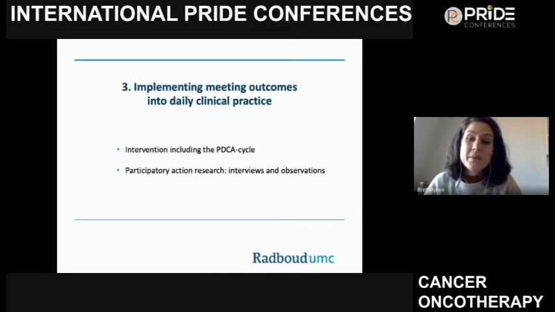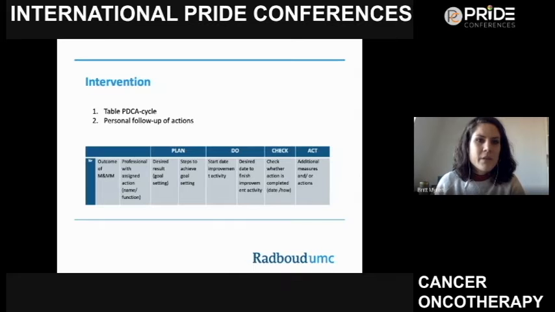So what we did, we developed an intervention, and this intervention included a PDCA cycle with a few tools. And the research involved participatory action research. For those of you who do not know what it is, it involves interviews and observations, but it also means that the people I study are part of the research, and I as a researcher was also part of what happened. So I was part of each meeting. Maybe the next slide would make it clearer.